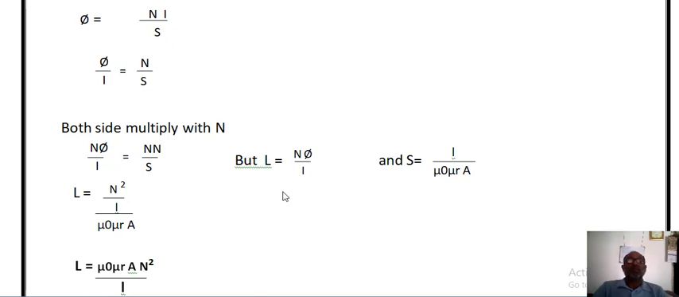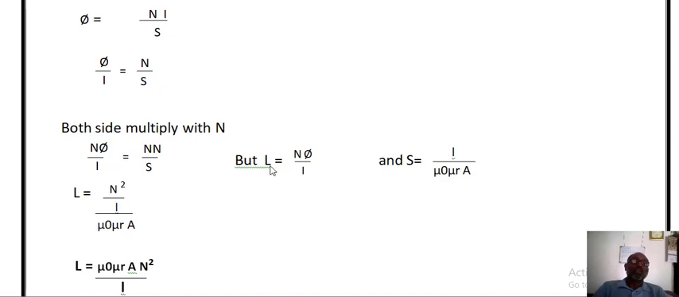Already we have seen that in the previous case L is nothing but N phi by I, and S is directly proportional to L and inversely proportional to mu 0 mu R A. Already you have studied resistivity in the electric circuit. Resistance R is equal to rho L by A. So here the reluctance is directly proportional to L, inversely proportional to mu 0 mu R A. A is the area, mu 0 is the permeability of air, mu R is the relative permeability.